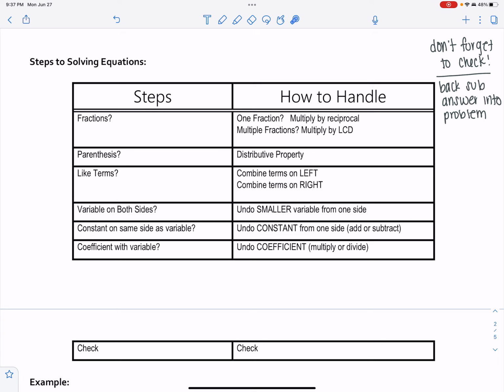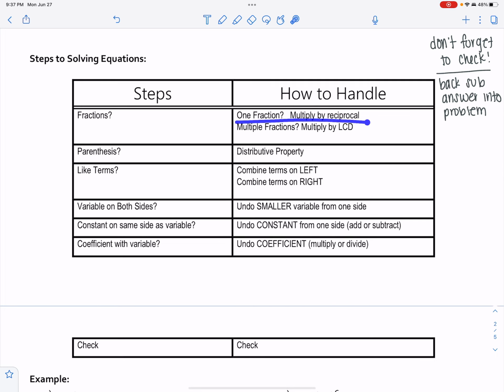And so our steps are going to be to handle the fractions first. There's a couple of ways to handle fractions. At our level, probably the easiest thing is just to continue to add or subtract, multiply or divide the fractions like you learned how to do in Math 211. But you can multiply through by the LCD, or if it's just one fraction, just multiply through by the reciprocal. The reciprocal means that you're going to flip the fraction upside down. So if it's 1/2, the reciprocal of that would be 2/1.